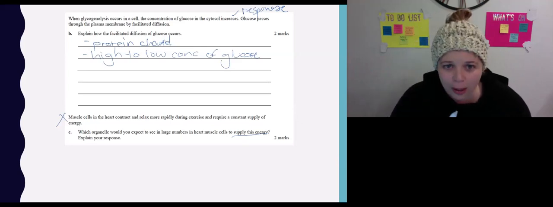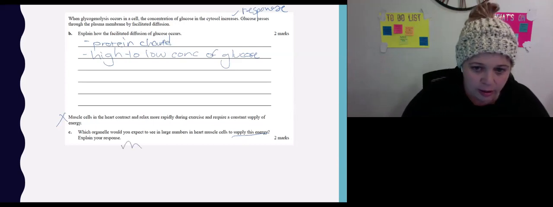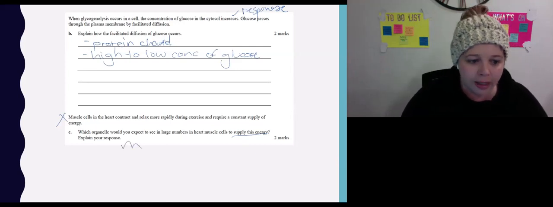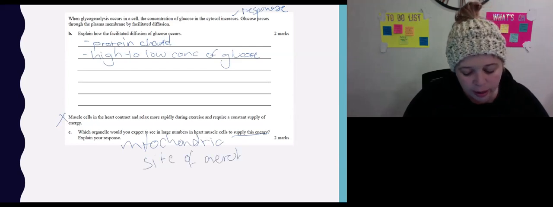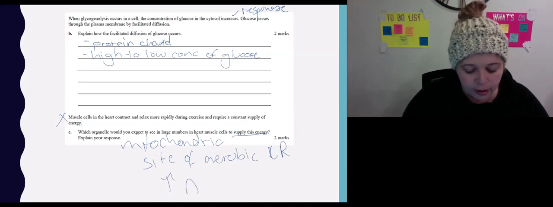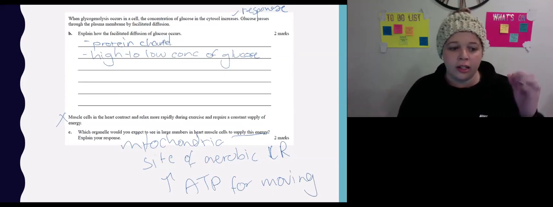I'm really hoping that you're unpausing now and you're coming back and you're going to say that you would have lots and lots of mitochondria. Why would you have mitochondria? Because they are the site of aerobic cellular respiration. Lots and lots of ATP for moving. It's not good enough to make any of those connections without finishing it off. Okay, so it's not good enough to just say mitochondria because they make ATP.